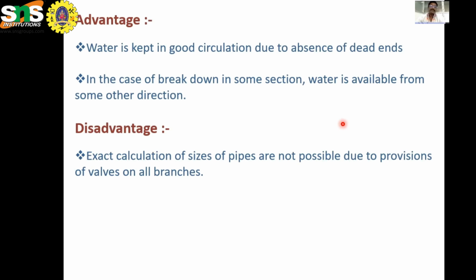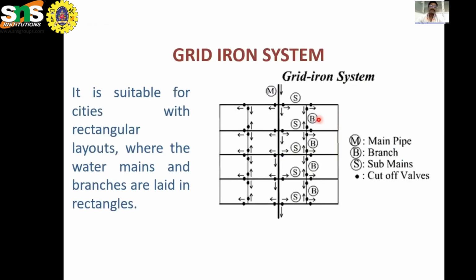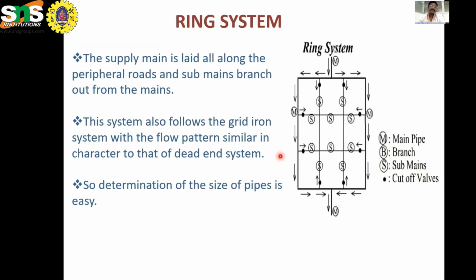So it will be very easy to maintain if any breakdown or problem occurs. Our objective in a water distribution system is to ensure there is no breakdown and no supply cut. Disadvantages: exact calculation of pipe sizes is not possible due to the provision of valves and all the branches, because you have pipes all the way and other things. So that calculation has its own disadvantages.